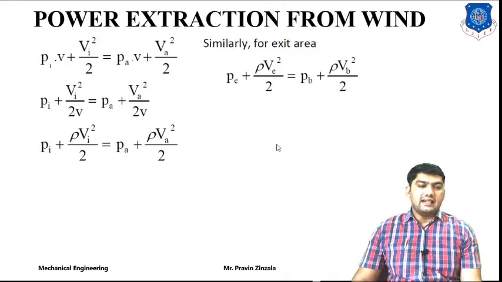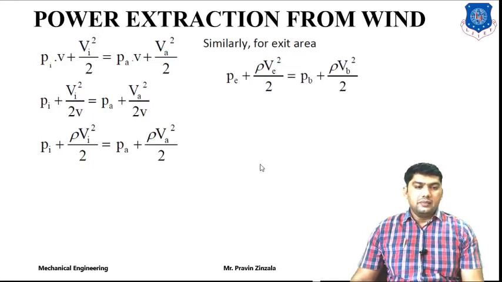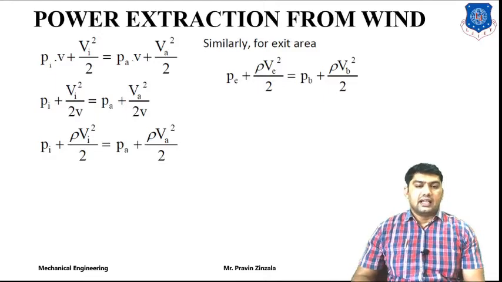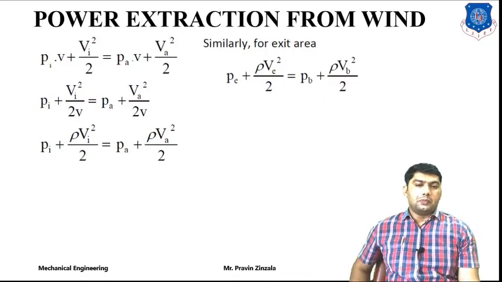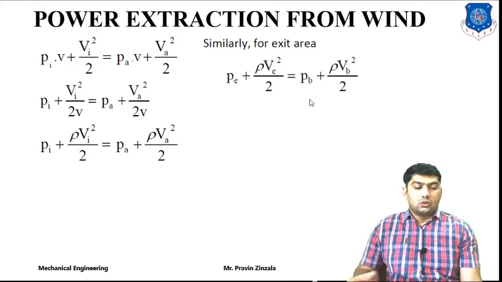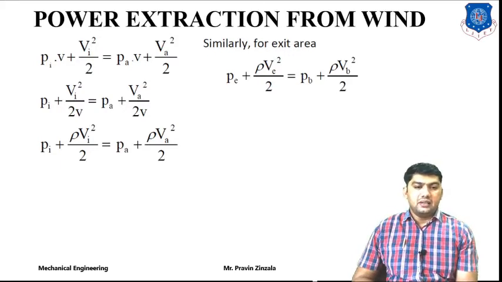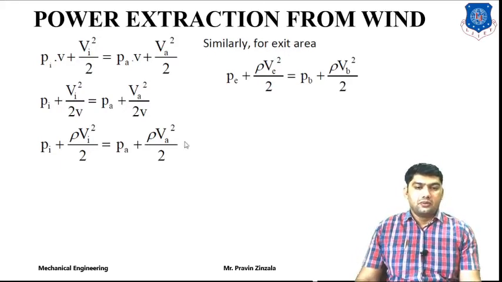So this is the energy equation at the incoming side and at the exit side. Our main purpose is to find out the pressure difference, means PA minus PB. So what is the pressure difference at the inlet and outlet plane of wind turbine?